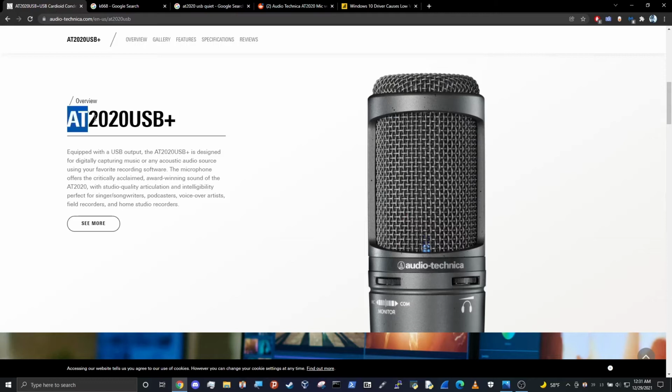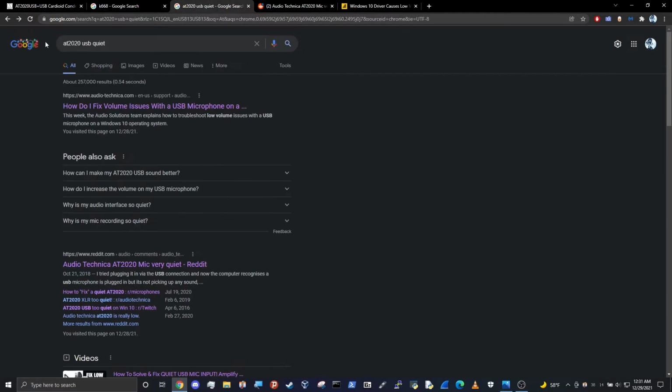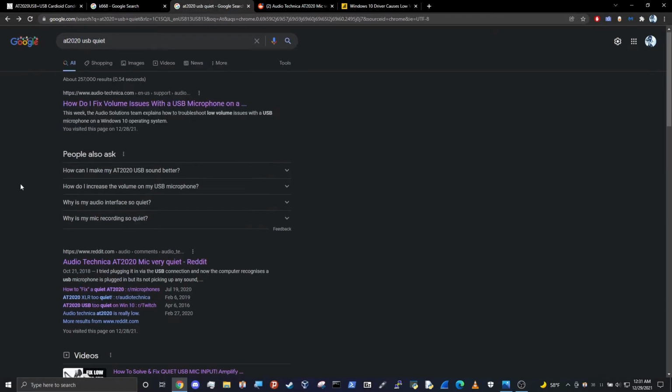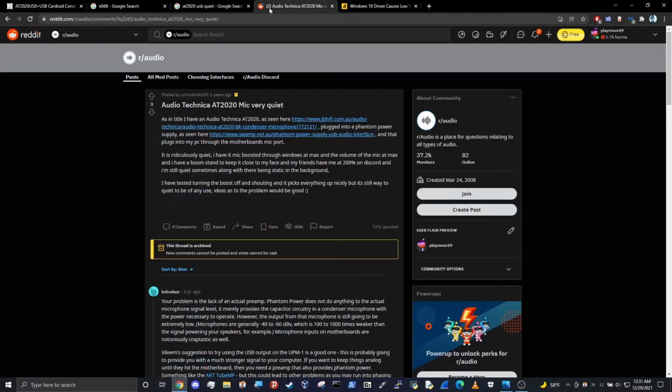But I did invest in an AT2020 USB+, and I was very happy when I actually received it. I was doing some testing on it, and it was a little quiet, and I thought, oh, well, that's perfectly fine. I Googled that, and it turns out a lot of people on Reddit had the exact same problem that I was having on Windows 10.